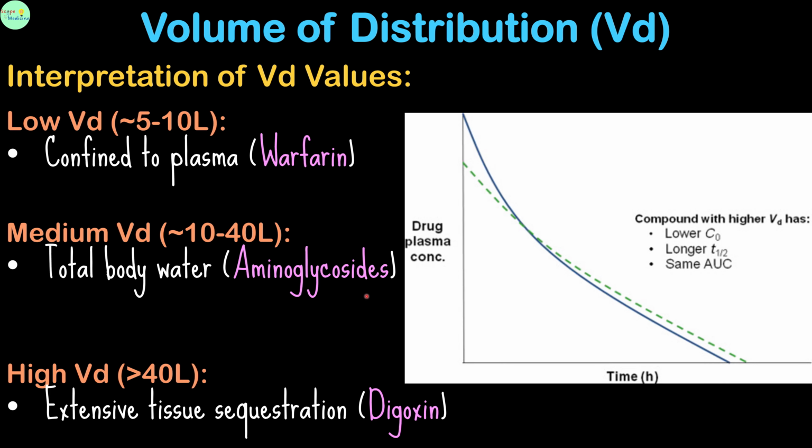A high volume of distribution, greater than 40 liters, and often far exceeding total body weight, signifies the drug is extensively sequestered in tissues away from the plasma. Lipid-soluble drugs like amitriptyline or digoxin have very high volumes of distribution.